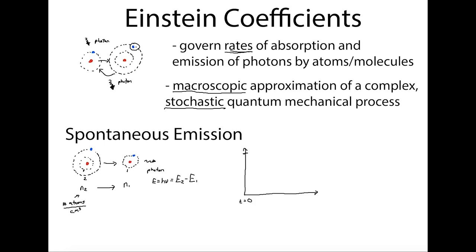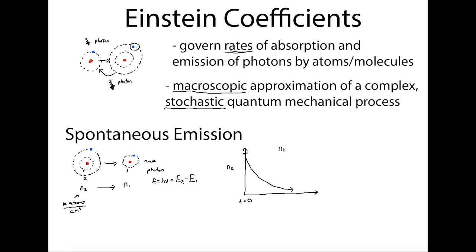Now, universally, regardless of the atoms or molecules that you're experimenting with, if you start these atoms and molecules uniformly in an excited state and graph how many of them remain in that excited state as a function of time, so here we're graphing N2 as a function of time, starting with some fixed value at t equals 0, universally, we see a decay law that proceeds exponentially.